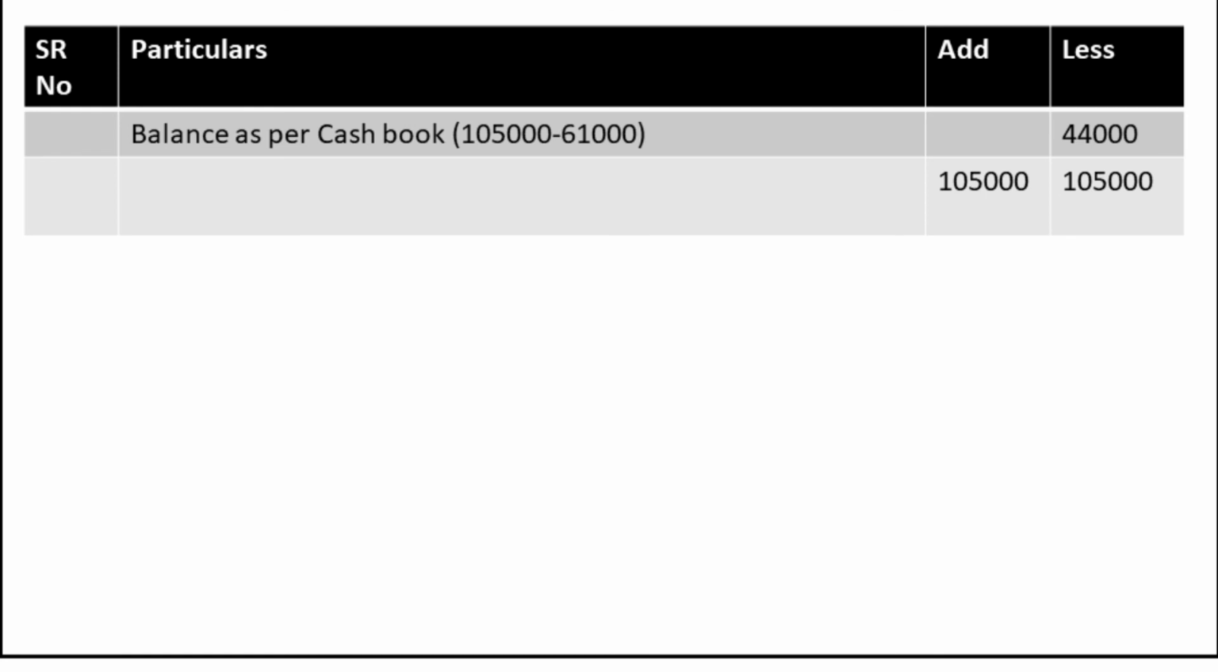To arrive at the cash book balance, we will now deduct the lesser amount from higher amount. Here higher amount is 1,05,000 and the lesser amount is 61,000. So 1,05,000 minus 61,000 is 44,000. So this amount we'll mention in the less column, and in the particulars column we'll mention balance as per cash book. This is our balance as per cash book. This is how we prepare bank reconciliation statement if balance as per passbook is given in the problem.